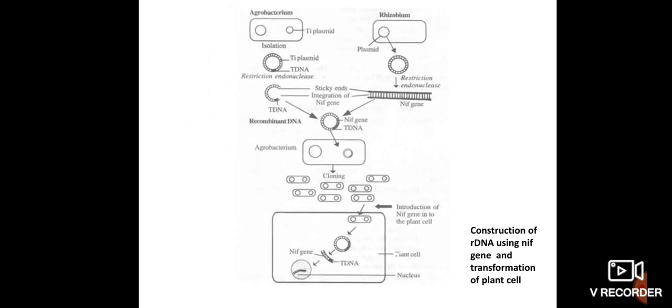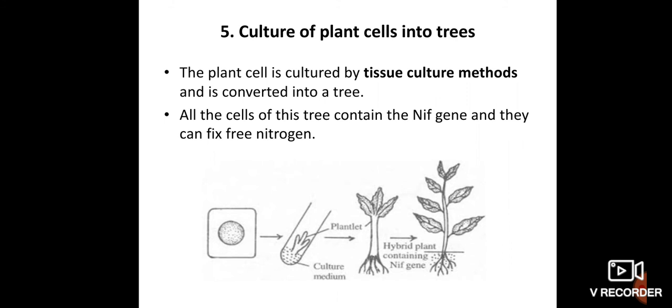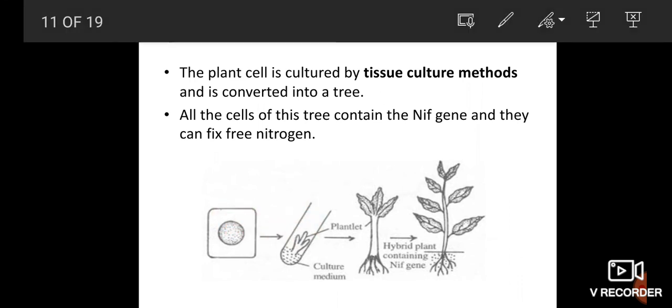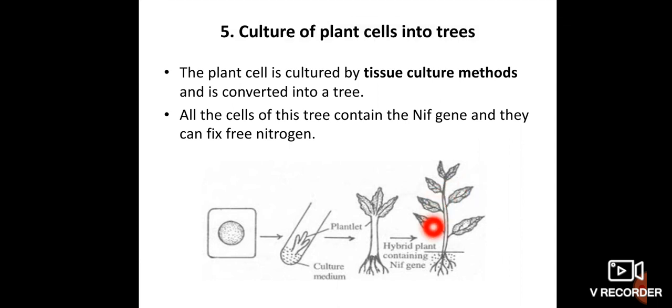So, the fifth step, the last step, is culture of plant cells into trees. Such plant cells which have the nitrogen fixation gene integrated in their genome are cultured by tissue culture methods and converted into a tree. All the cells of this tree contain the NIF gene and they can fix free nitrogen. So, here is a cell and this is culture medium in a test tube, and this is a plantlet developing and this plantlet becomes big. Now this is a hybrid containing NIF gene. So, this grows into a normal plant.